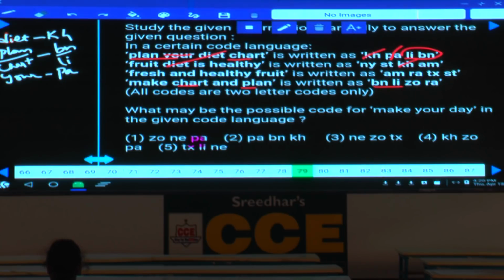Then outwards, if you compare the second and the third, fruit is healthy, and fruit and healthy are the two words which are common. Here also fruit and healthy are the words which are common. As fruit and healthy are the two elements which are common here, tell me what are the codes which are common here between fruit and healthy.